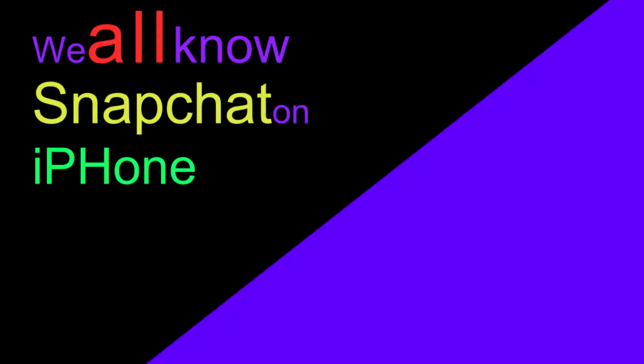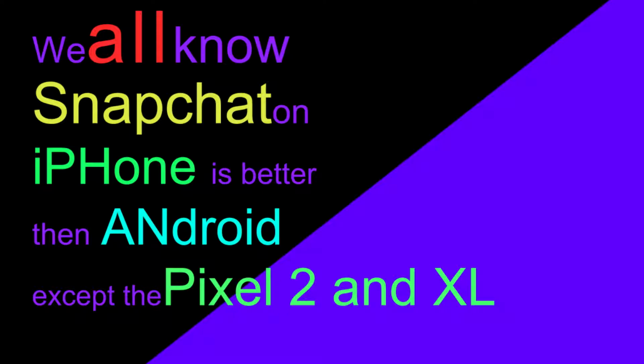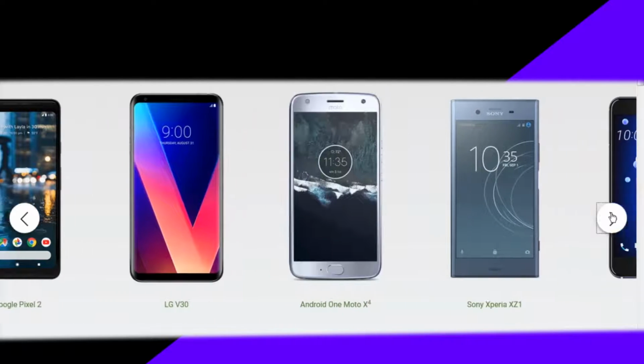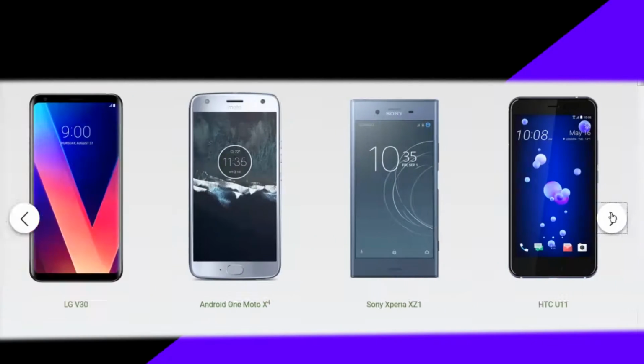We all know that Snapchat on iPhone is way better than Snapchat on any Android phone, except the Pixel 2. That's because there are fewer iPhones to optimize, but plenty of Android phones they need to optimize their apps for. So they just skip it.